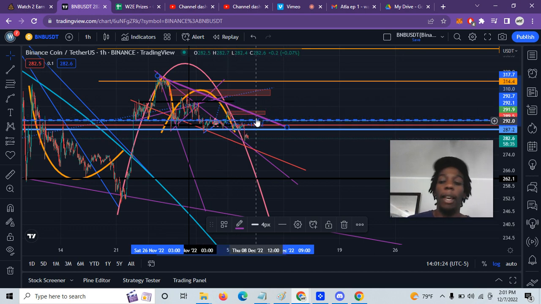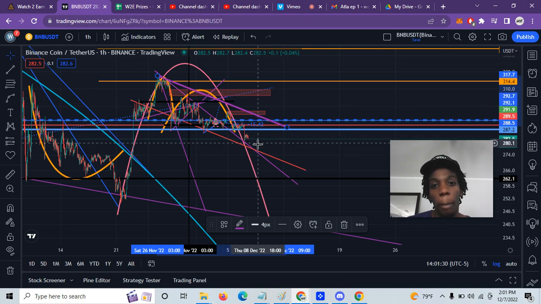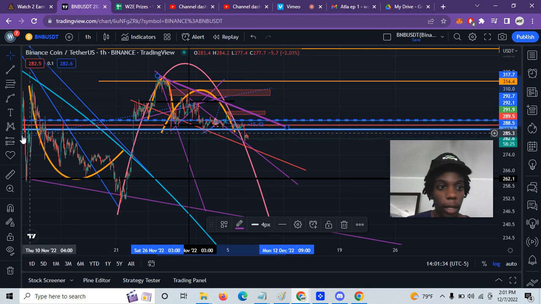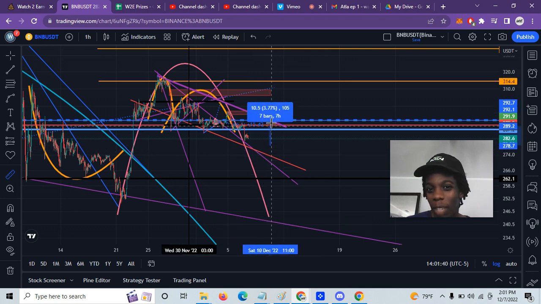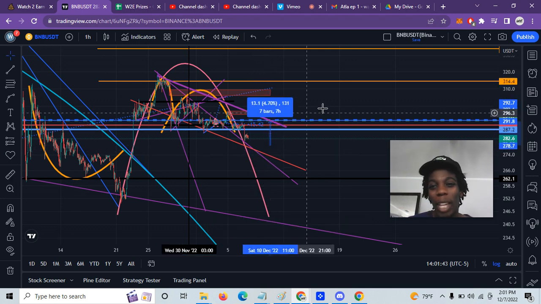So I think that could be an area of weakness, maybe a little bull trap. Possibly we bounce a little here and we go up, and then a little spike up. People will see maybe from here, so maybe 278 up to 292.